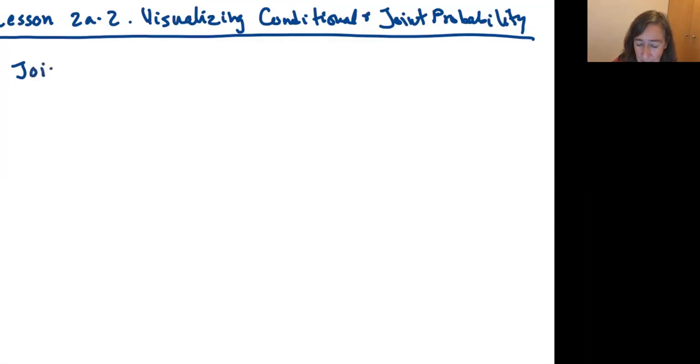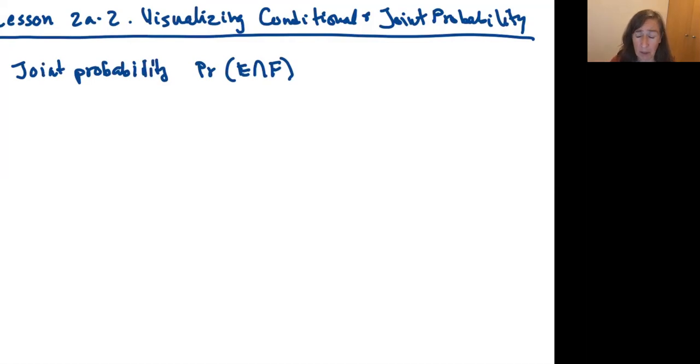So the joint probability is the probability of the intersection. It's the probability that both E and F happen, and it indicates that we're uncertain about both of them. Both of these things are still random, they're unknown, we can't pin them down.